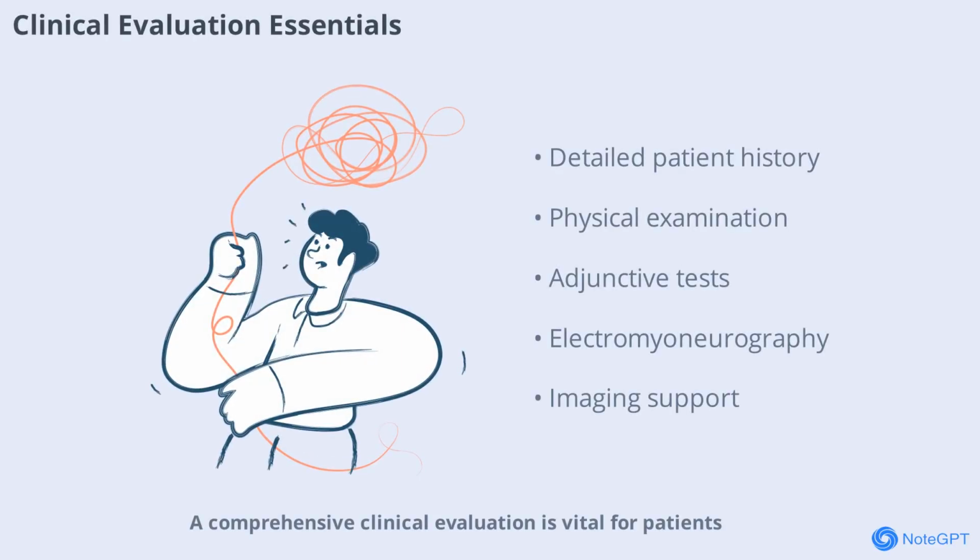Comprehensive clinical evaluation is vital for patients with neurovascular symptoms in the foot and ankle. This includes taking a detailed history, performing a physical examination, and using adjunctive tests when necessary. Electromyography can help, but its reliability varies depending on the examiner and the nerve being assessed. Additional tests, such as imaging or nerve conduction studies, may be needed to confirm the diagnosis and rule out other causes. Accurate assessment ensures that patients receive the right treatment at the right time.